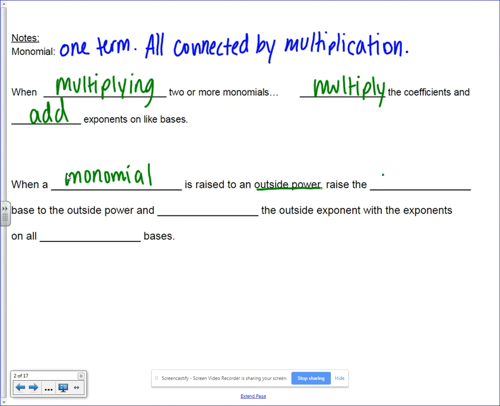The coefficient. The coefficient is the part that we raise up. What do we do with the other exponents? Multiply them. And what kind of bases are those exponents normally on?